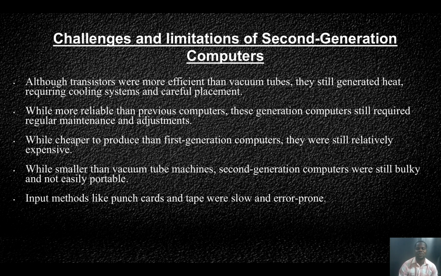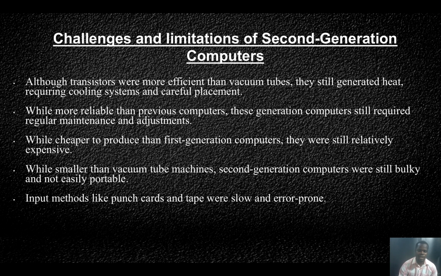So although transistors were more efficient, they were better than the vacuum tubes, but they still generated heat, which require a cooling system. So yes, it was a challenge. When you buy those machines, you have to get a very nice cooling system before you can be able to use the machine very well. They were more reliable than the previous ones, but they still require regular maintenance and adjustments. You have to keep them very well. They were cheaper to produce than the first generation, but they were still relatively expensive, as I've explained for a while now. They were expensive because getting it is very difficult, because the things that were involved in manufacturing the machines were so much, so you need to pay a lot before you can acquire one.